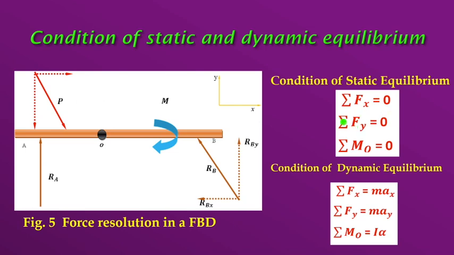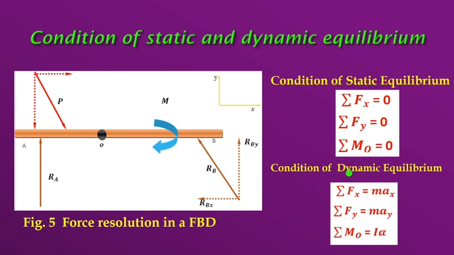So no x directional movement means summation of Fx is 0. No y directional movement means summation of Fy is 0. Means total force in y direction is also 0 as it is static. And another point is moment. As I told you, moment causes the rotational motion. That is also a motion, but it is a static structure. So moment is also 0 here.